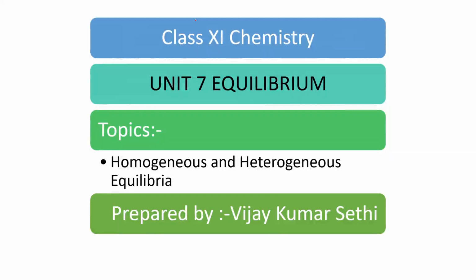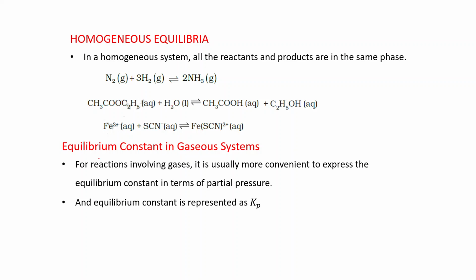Class 11th Chemistry, Unit 7 Equilibrium, and in this video we will discuss homogeneous and heterogeneous equilibria. First, homogeneous equilibria. In a homogeneous system, all the reactants and products are in the same phase. For example, the manufacture of ammonia from nitrogen and hydrogen: the reactants are in the gaseous phase and the product is also in the gaseous phase. That's why this is homogeneous equilibrium.